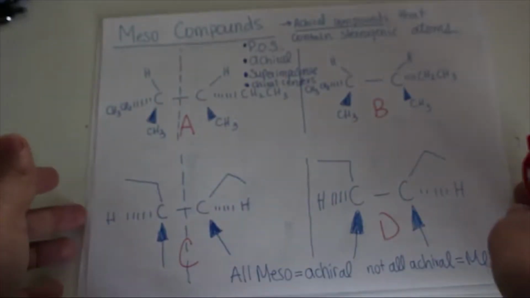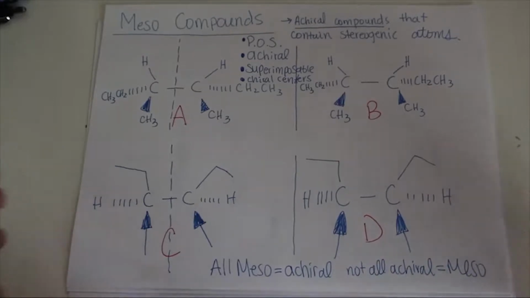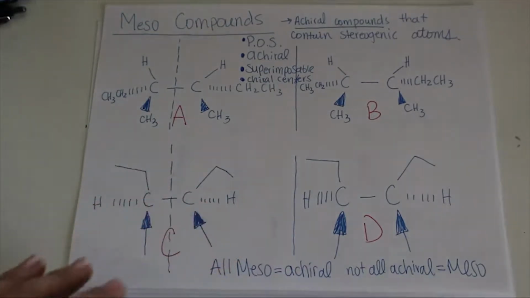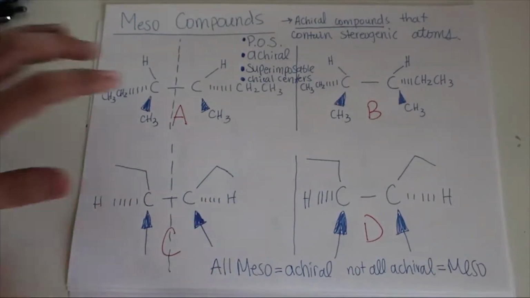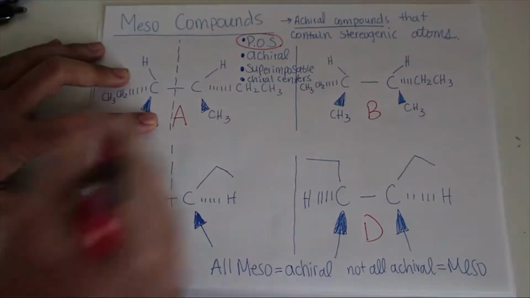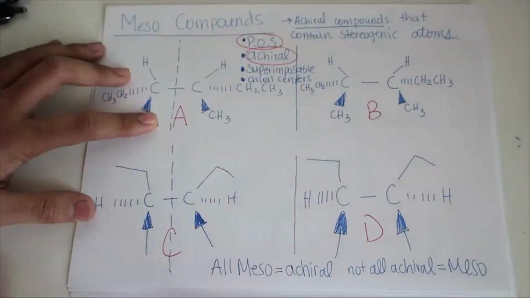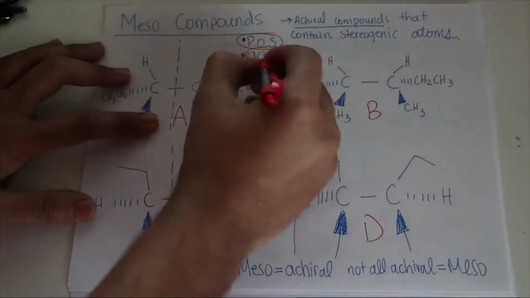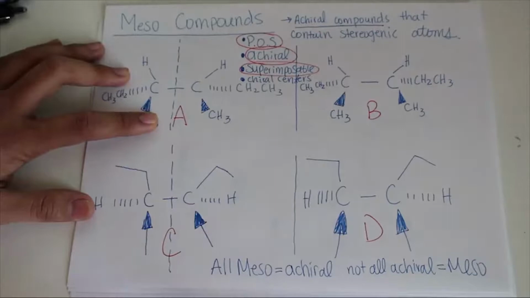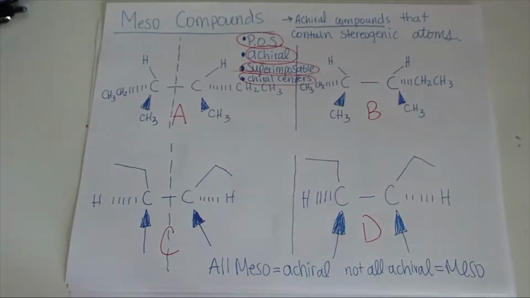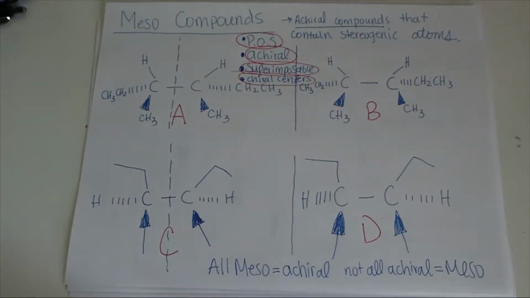Okay. So the next concept is called Meso Compounds, okay? There are 4 things that you want to remember when it comes to Meso Compounds. The first one is that there has to be an internal plane of symmetry. That's what POS stands for. The second is that the structure as a whole has to be achiral, okay? The next thing is that it has to be superimposable. And the last thing is that the structure itself has to have chiral carbons within the structure. Like there has to be chiral carbons, right?